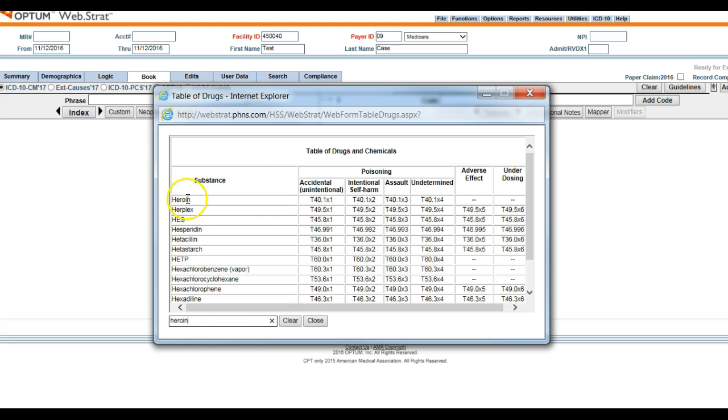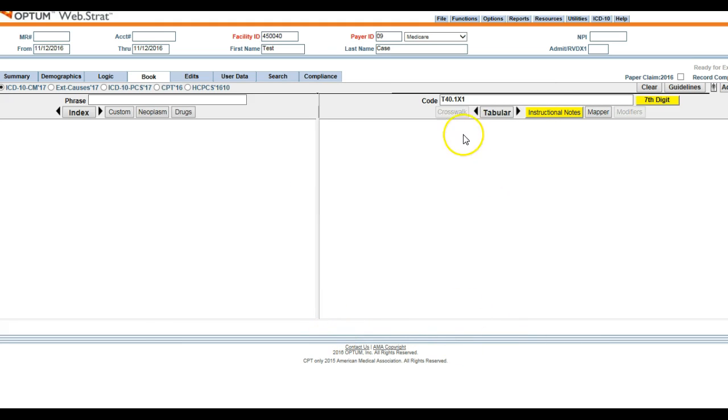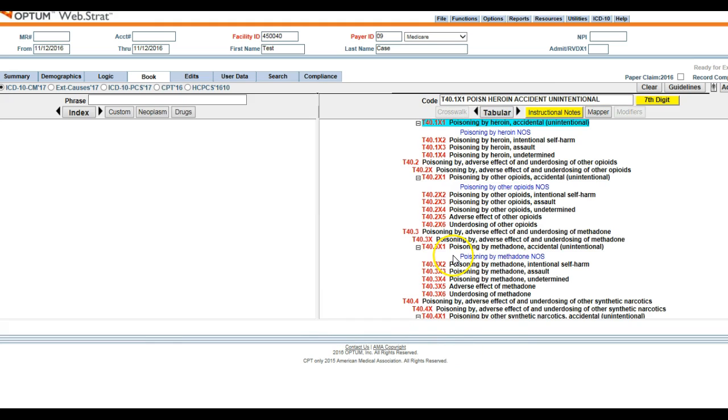In the substance column, anything is a substance, so it represents heroin. We go alphabetically to the word heroin, and we see accidental, unintentional. That's your first column, under poisoning. So we're not going to code for adverse effect. We're going to code for the accidental, unintentional. And here's your code that you would reference in the tabular list.